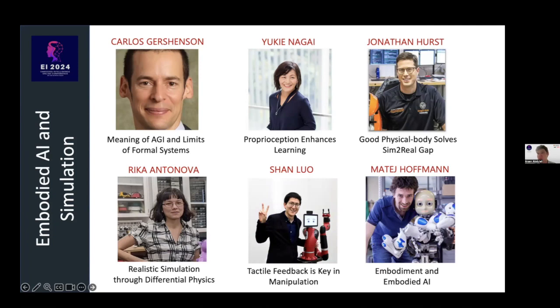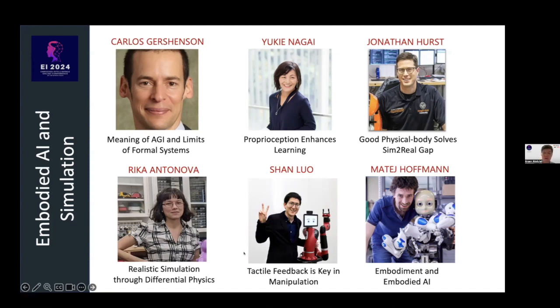Jonathan showed that a good physical body can simplify the problem of the sim-to-real gap. So if your physical body forgives some imperfection of your simulation, you can train in simulation and use these things in the real world because of the good physical body of the robot. Rika Antonova showed that realistic simulation can be done through differentiable physics. So differentiable physics basically can learn from the reality more closely.